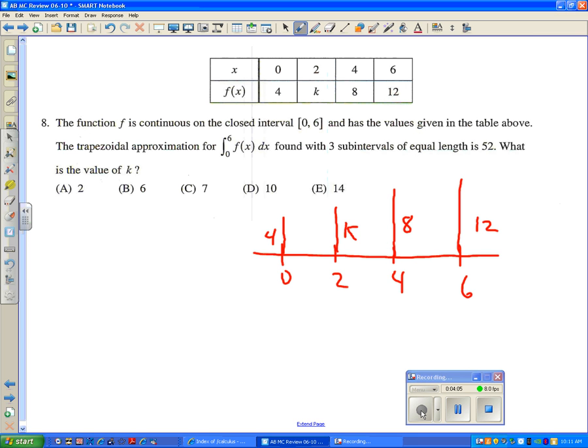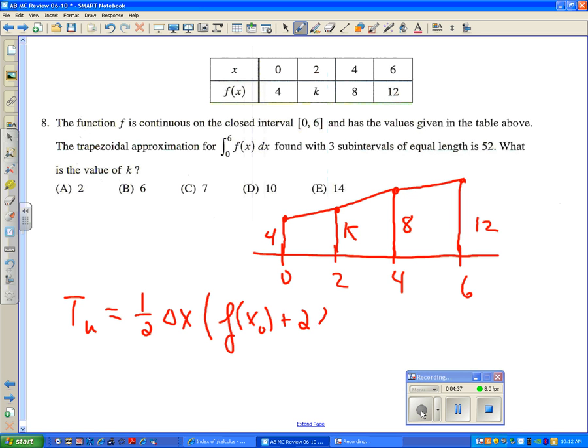If we build some trapezoids, they're going to take on this appearance. I really don't know what this k value is, so I don't know if it's taller or shorter than I drew it. It really doesn't matter. What I need to know is the trapezoidal approximation formula. T sub n equals 1/2 times delta x times my f of my first x, my x sub 0, and then twice my f of x sub 1, and then twice my f of x sub 2, etc. And I keep going, as you recall.